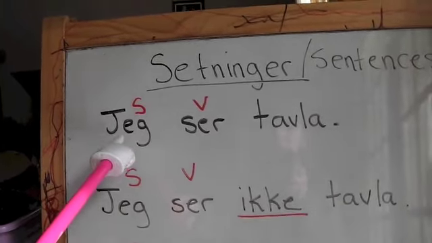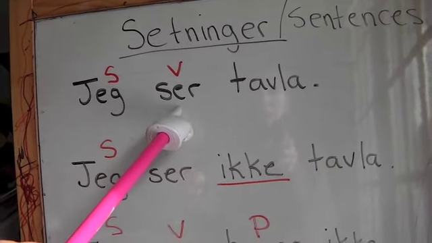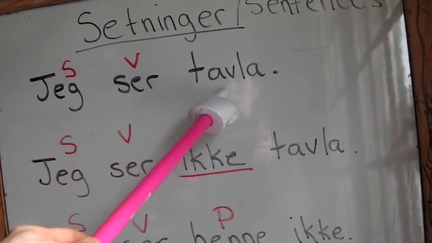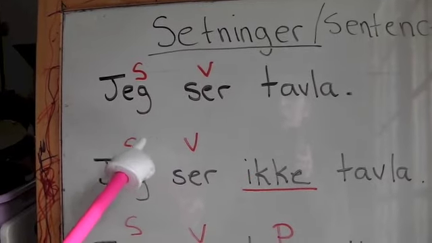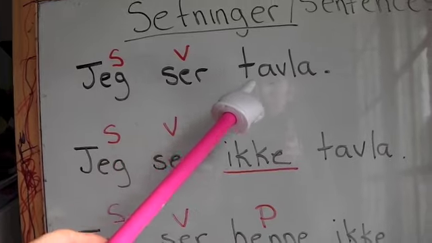Jeg should be the pronoun I. Ser is the verb, see. Then we have what they see: tavla, the board. And it's very common in Norwegian that the subject comes first, and then the verb, and then the rest of the sentence.